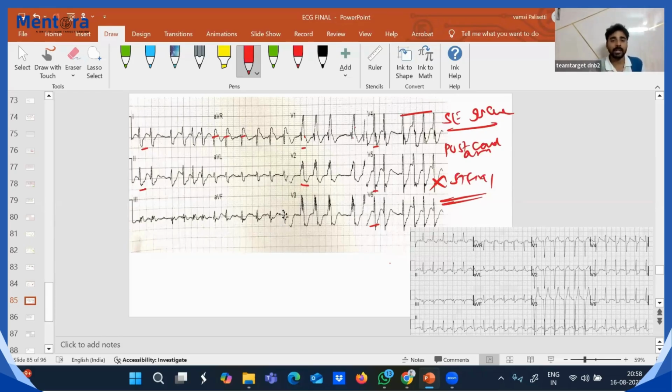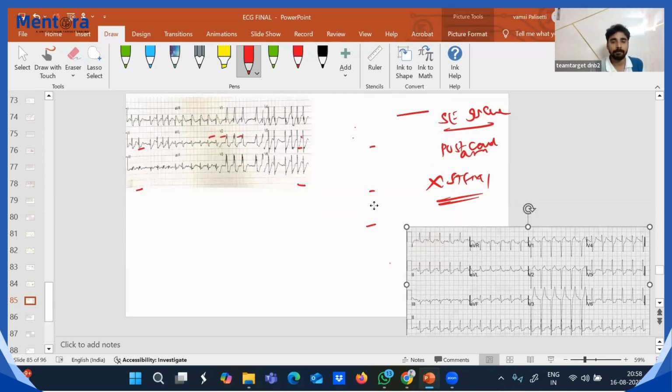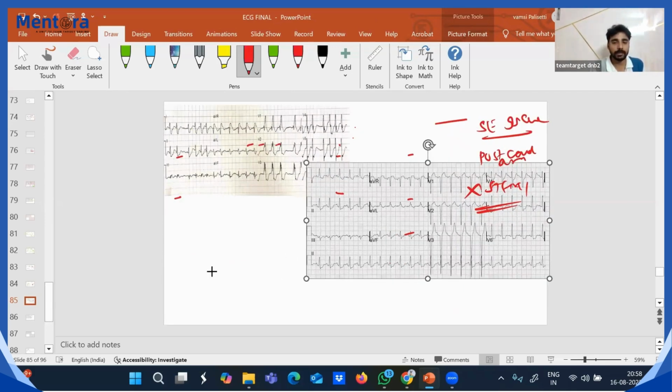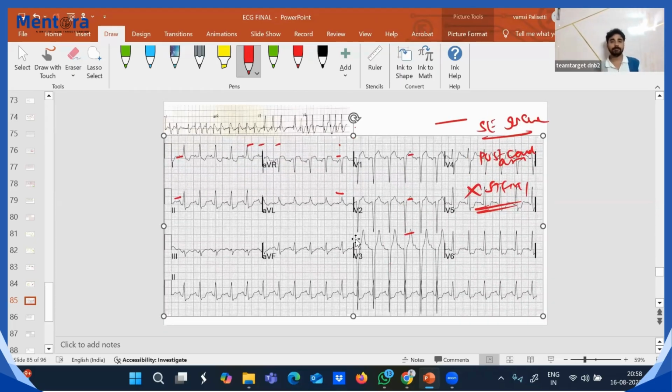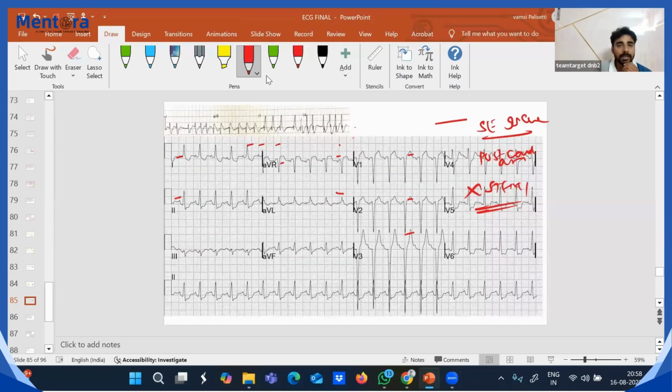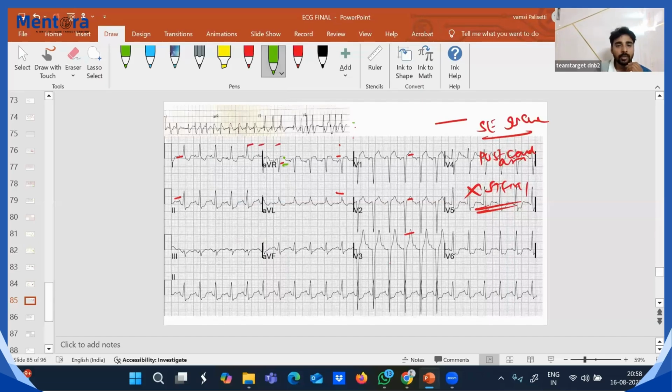Right. Now let us come to this ECG. So now see this ECG. AVR and V1 both have ST elevation. Yes, simple thing. AVR ST elevation is there. Okay, let me change my pen. Okay. So AVR ST elevation is there. You have to identify whether it is a STEMI equivalent or only ischemia.